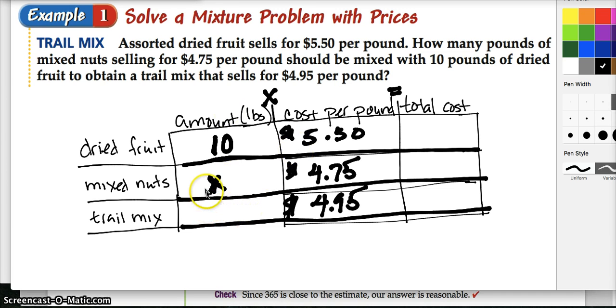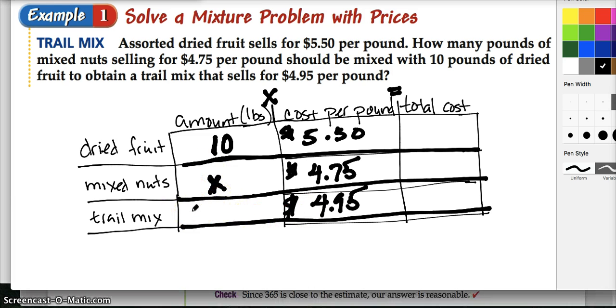What we know is that when we create this mixture, we need to add enough dried fruit. Well, we're going to have 10 pounds of dried fruit. We need to add enough mixed nuts so we're going to wear down the price in a way. Does that kind of make sense? If we have this more expensive thing, we need to add the cheaper stuff so we can create a mix that we can sell for $4.95, which is a little bit more than the cheaper stuff, the mixed nuts, and significantly less than the dried fruit.